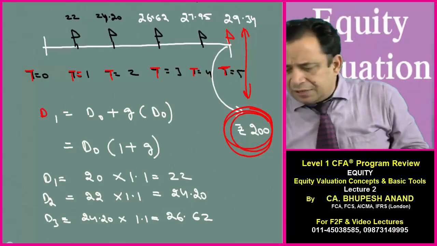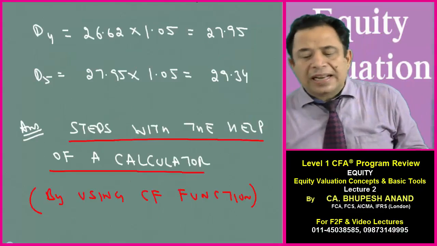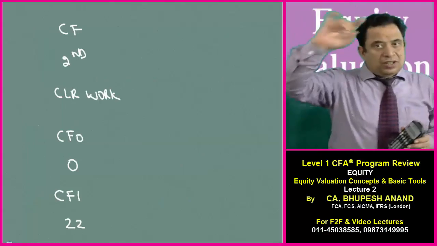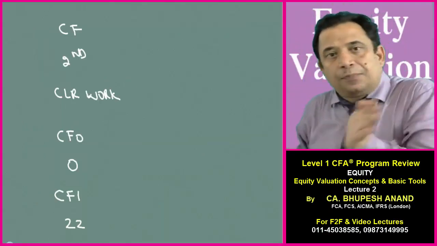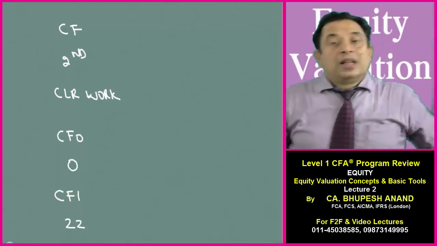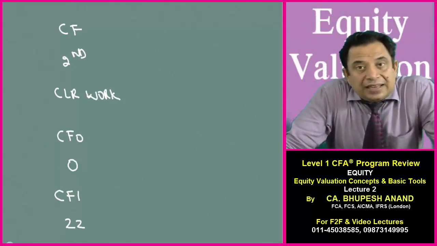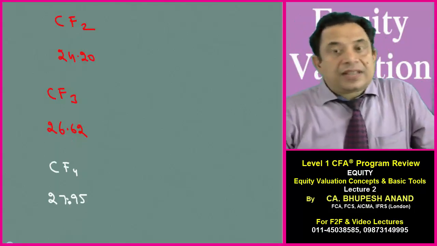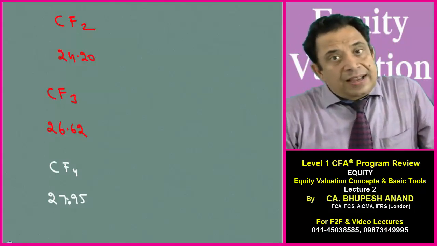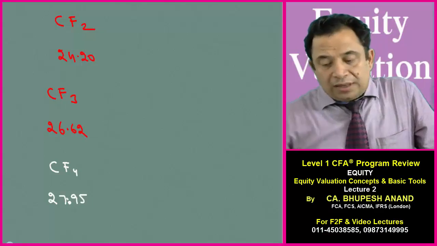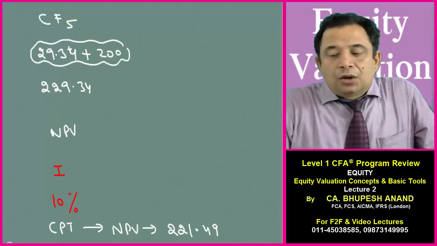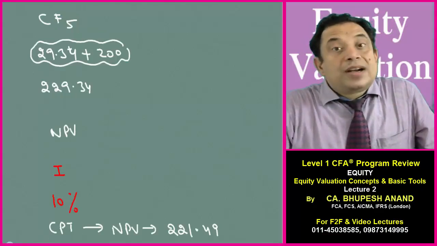So I have written the steps to be taken into account while doing this cash flow function. So cash flow function, second clear TVM. So I will be firstly putting in all the figures. CF0, that is how much is the cash flow you are getting in the 0 period, that is 0. Cash flow in the first year 22, that is dividend only. Cash flow in the second year 24.2, again dividend. Cash flow in the third year again 26.62. Cash flow in the fourth 27.95. Cash flow in the fifth year 29.34 plus 200, that is 229.34.